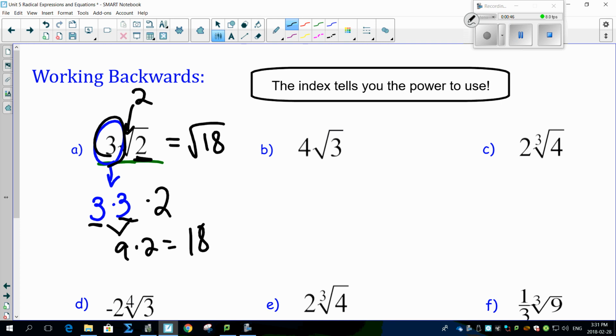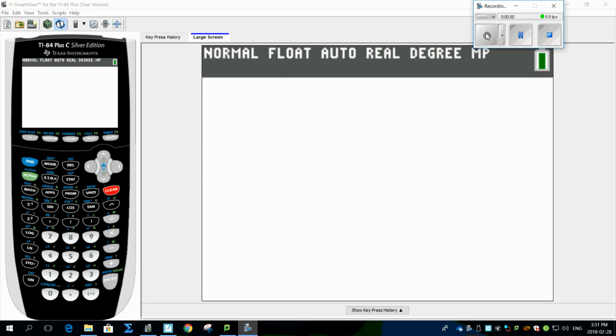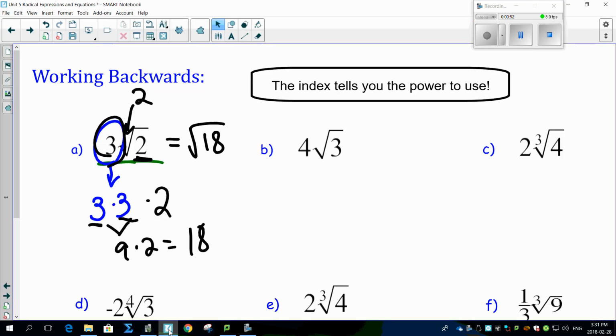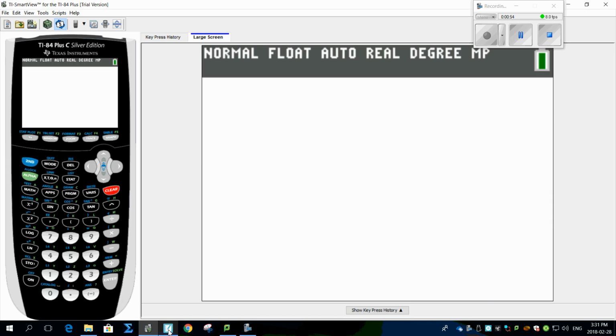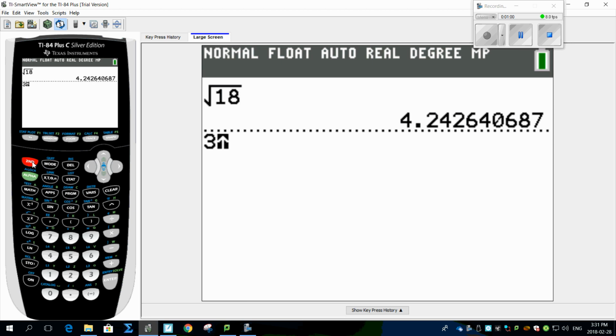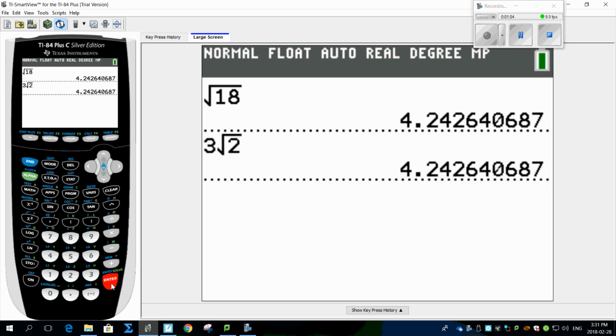If you don't believe me, bring up your calculator. If you bring up your calculator, let's go back to the original. We got 3 root 2 and square root of 18. Okay, square root of 18. Boom. 3 root 2. Boom. Tells you they're exactly the same.